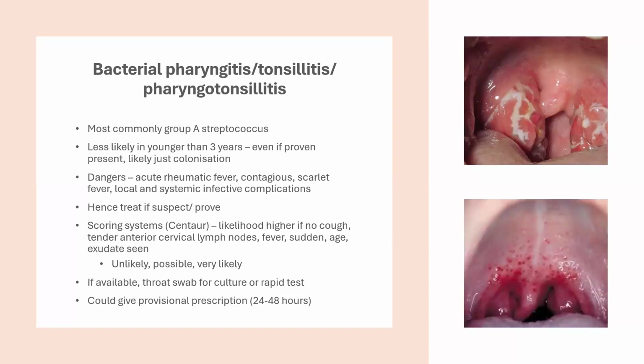And then you will look at these as being unlikely, where you can watch, possible where you might want to swab if you have that resource, and very likely where you would probably just treat. So yeah, you can do a throat swab for a culture, or rapid tests are available. And then sometimes they talk about giving a provisional prescription to say to the parent, if the patient isn't better within 24 to 48 hours, they can then go and fill that prescription. That is not always going to be followed, or a possibility in all settings.